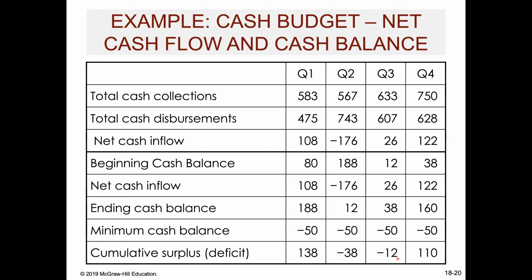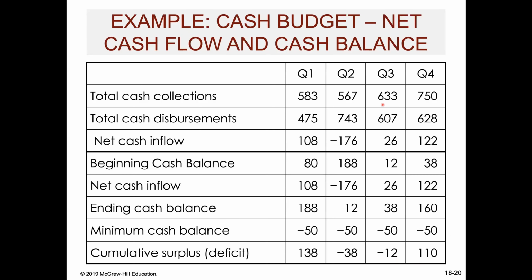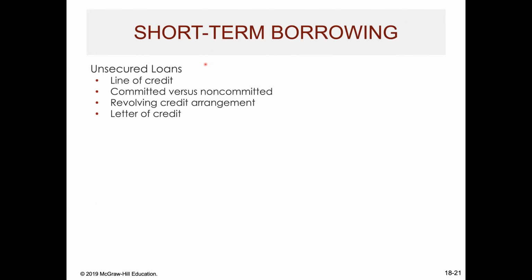You can see going on, a deficit of 12 million, and then we've got a surplus of 110. So what do we do? We're going to have to borrow short term in order to take care of these Q2 and Q3. So one form of short-term borrowing is what we call unsecured loans. That means we haven't pledged any collateral. So a credit card typically is unsecured. The credit card company is loaning you money, but if you don't pay, they can't come and repossess your house or take your car, because that's not collateral for the loan.